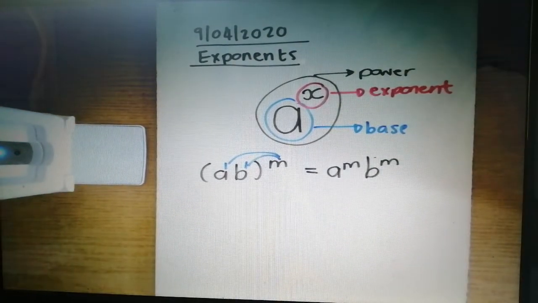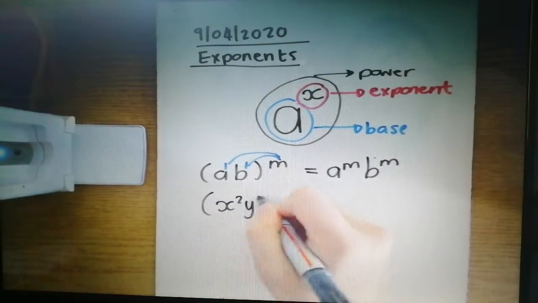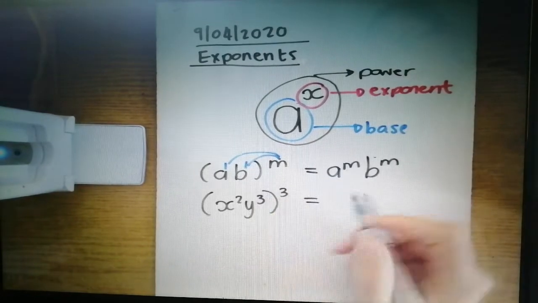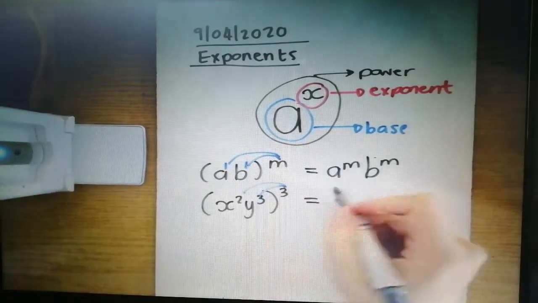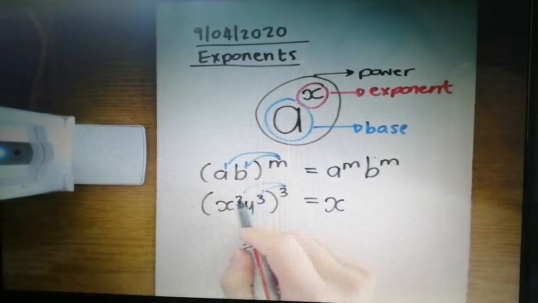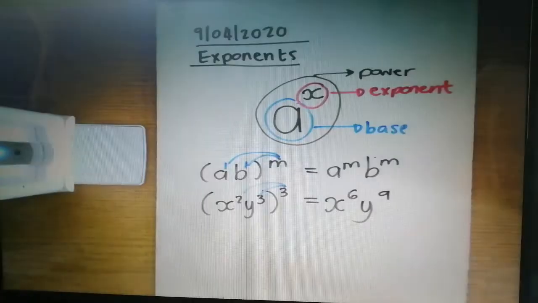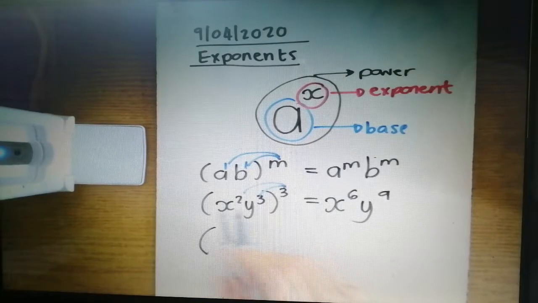How would this look like if I had a real example? If I had x squared y cubed to the power of 3, okay, it must bomb to the x and to the y. So, base of x, 2 times 3 is 6. Base of y, 3 times 3 is 9. Okay? This also works, but remember, this is only a monomial.